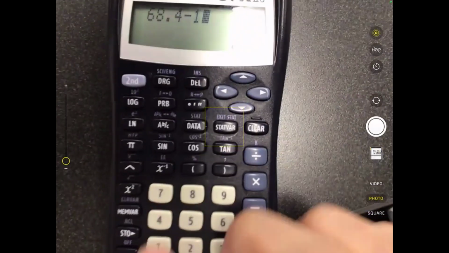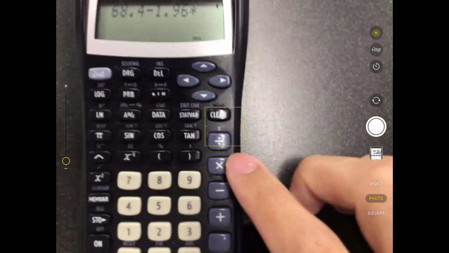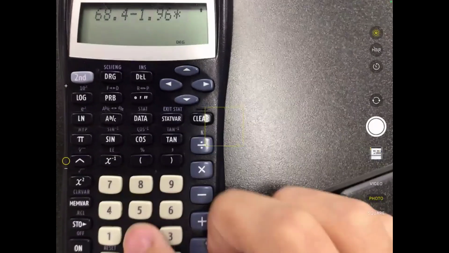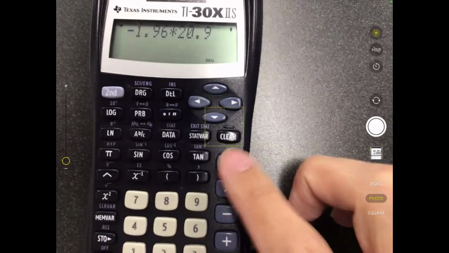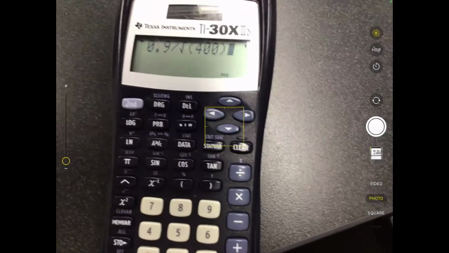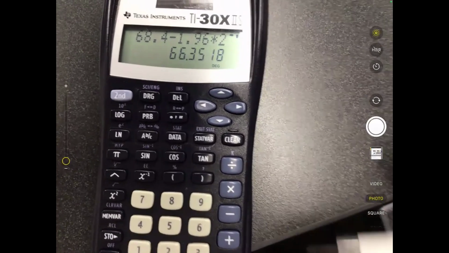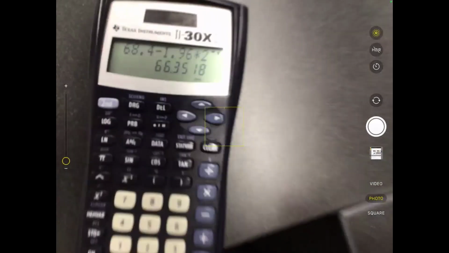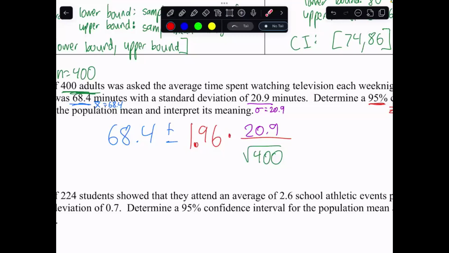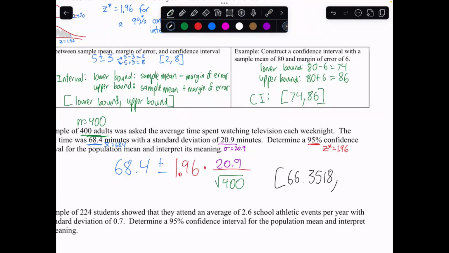Okay, so 68.4. Again, I'm going to do the minus first. Minus 1.96 times the fraction. So the numerator is 20.9, and then divided by the denominator, which is the square root of 400. Okay, so the minus answer, 66.3518. Okay, so let me write that down real fast. That's going to be my lower bound, right? Because the minus is the lower answer. Okay, and that'll be comma the upper bound.